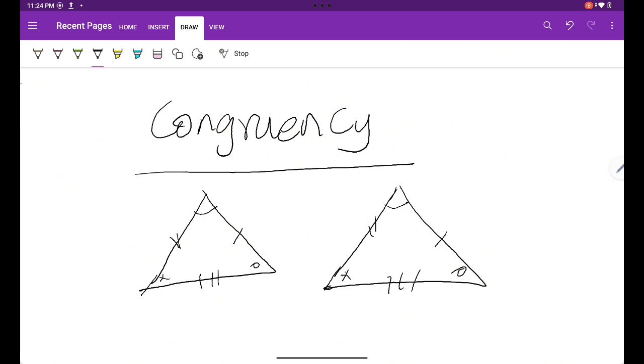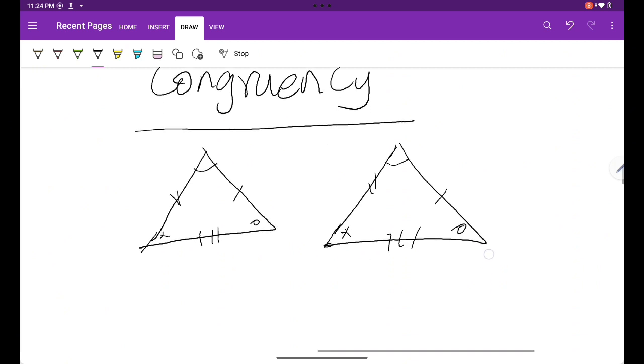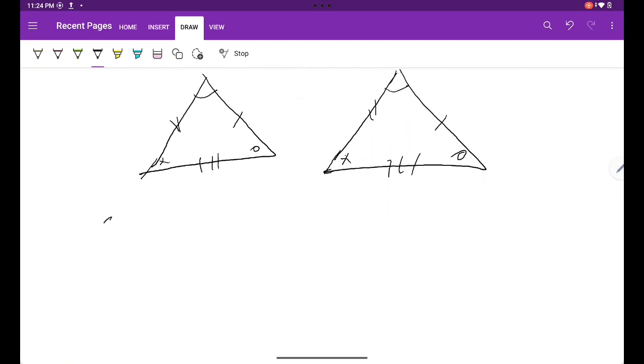But for us to be able to conclude that two triangles are congruent, we don't have to prove all six. In other words, we don't need all the six angles and all the six sides. We only need three. And we say these are the conditions for congruency.